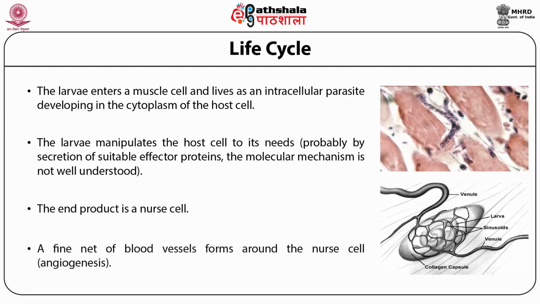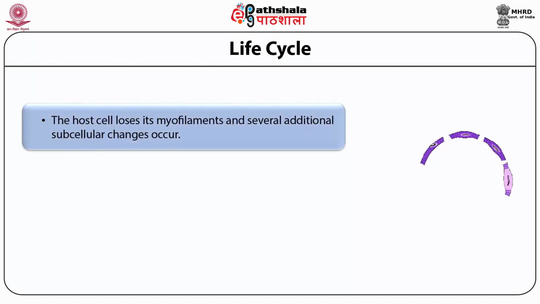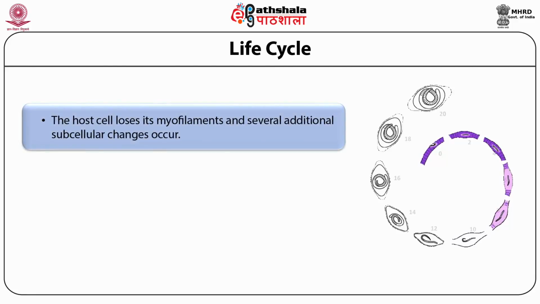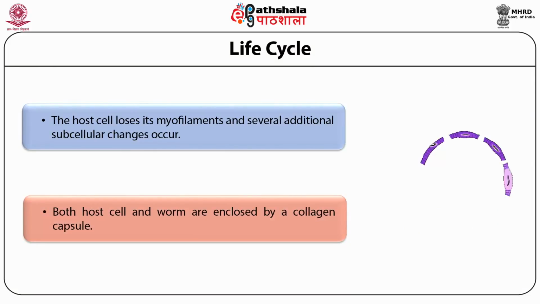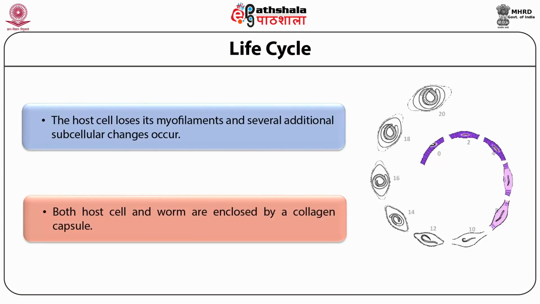A fine net of blood vessels forms around the nurse cell by a process known as angiogenesis. The host cell then loses its myofilaments and several additional subcellular changes occur. Both the host cell and the worm are enclosed by a collagen capsule.